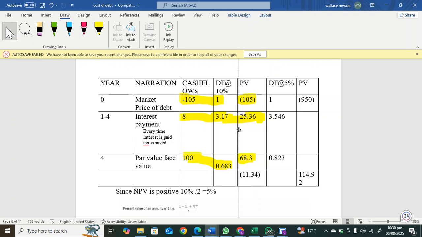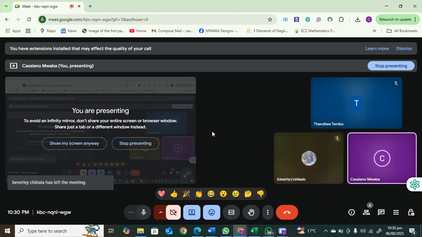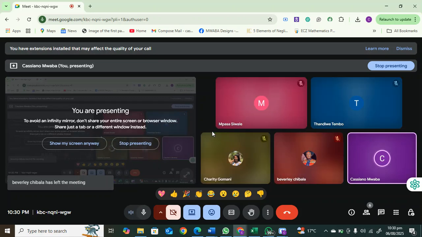Then we add our present values. Negative 105 plus 25.36 plus 68.3, you get negative 11.34. Now remember, with the internal rate of return, you're supposed to get two present values. One should be positive, one should be negative.